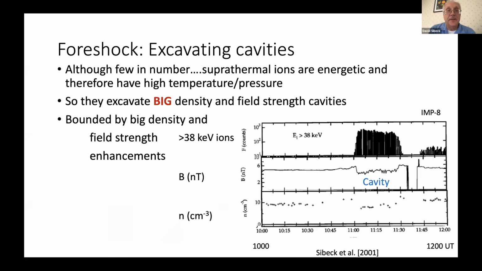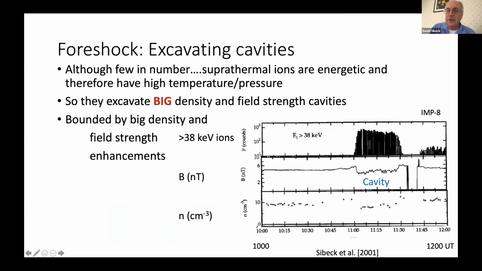Okay, these waves and the energized particles, they're not negligible if you're a magnetospheric physicist. Sure, those energized particles in the foreshock are few in number. They're not that big a percent in density of the solar wind population, but they're energetic and they have a high temperature, and therefore they exert a large pressure on their environs. And what happens is they excavate a giant diamagnetic cavity in the magnetic field strength and density.